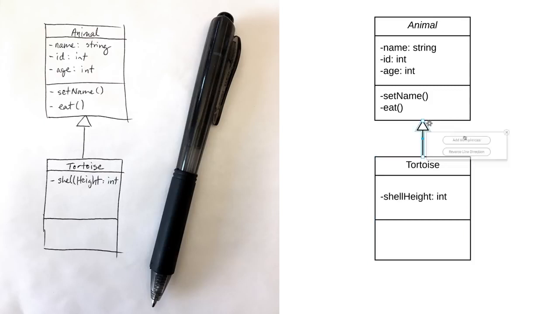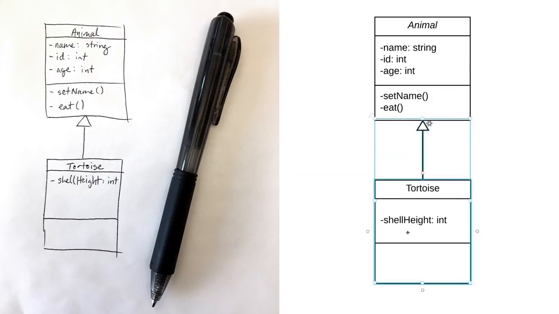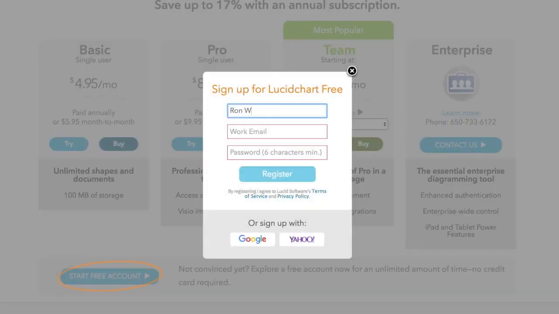So you may have noticed that I'm using diagramming software to create these UML class diagrams. The same principles apply if you're using pen and paper, but a diagramming software makes it much easier. The diagramming software I'm using today is Lucidchart, and you can sign up for free by clicking on the link at the top right. All it takes is an email address, and then you'll be able to follow along as we make these class diagrams.